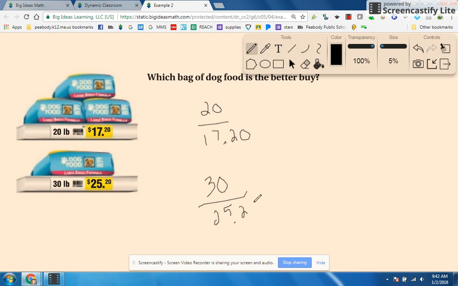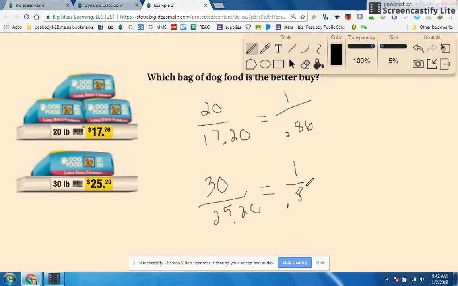So what I would do is divide the price by the amount and see how much it is per pound. So I'm going to divide 17.20 by 20. And that tells me that this one is 86 cents for every 1 pound. I'm going to do the same thing for this. I'm going to take $25.20 and divide it by 30. And this one, 1 pound is 84 cents.